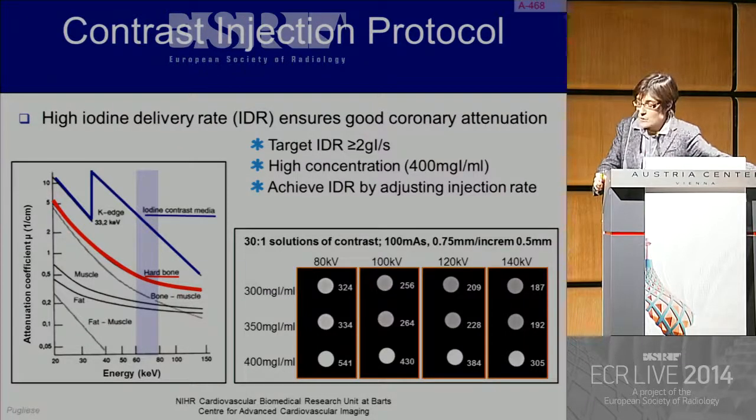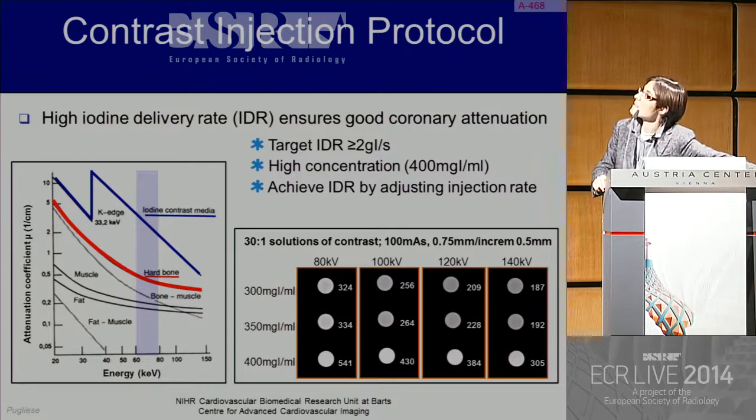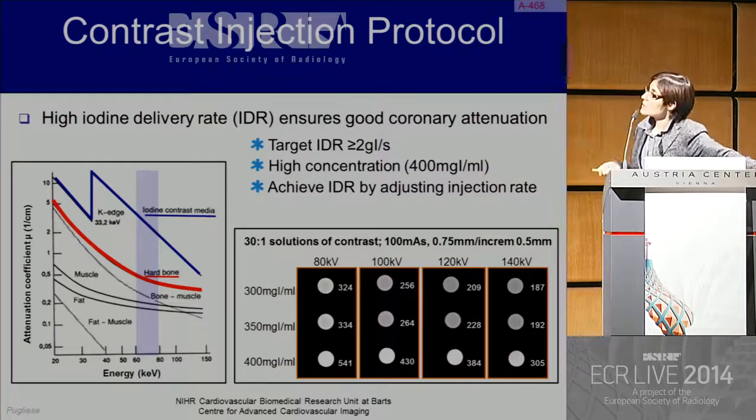The contrast injection protocol, I believe, in clinical practice plays a role when you are trying to image a patient with an implanted stent, or once you found there is a bulky calcification, one or more bulky calcifications somewhere, and you still want to do your coronary CTA. So I think we should express the quality we want to achieve in terms of iodine delivery rate, or IDR, which is really a measure of the good coronary attenuation we want.